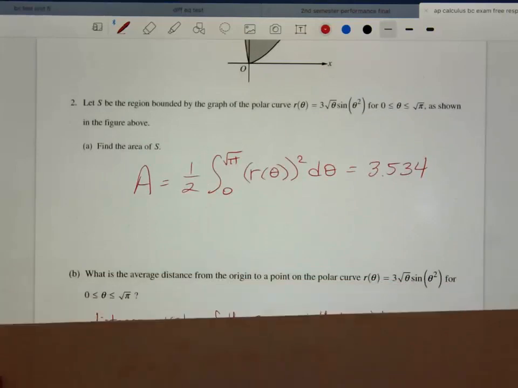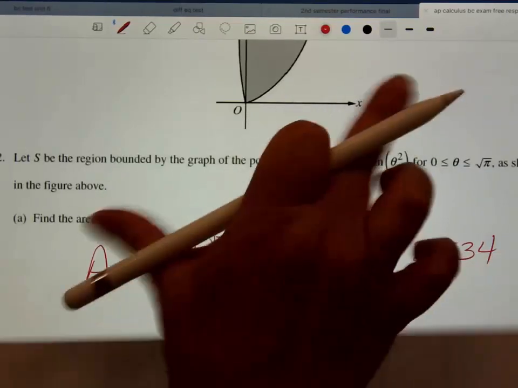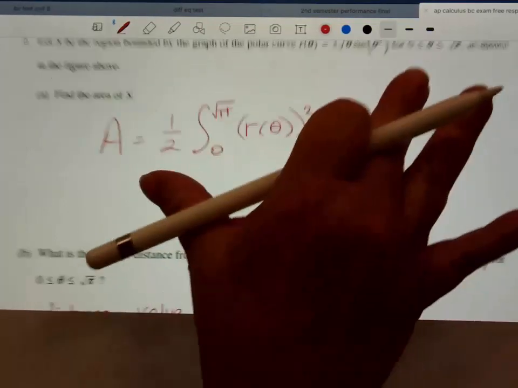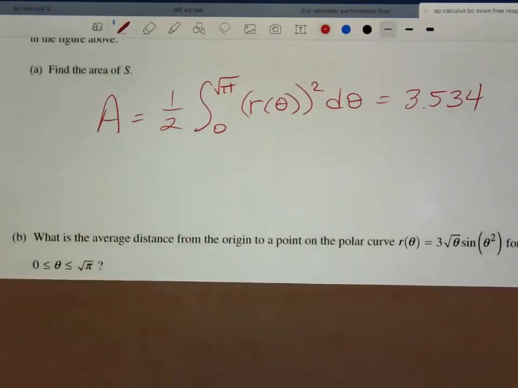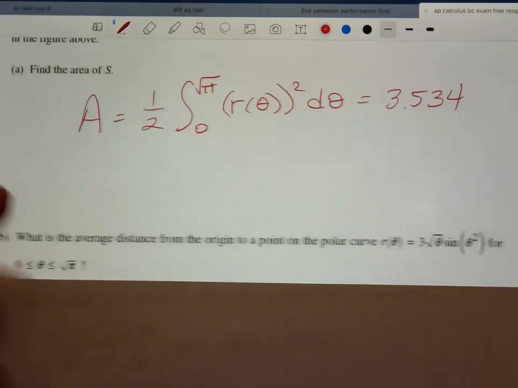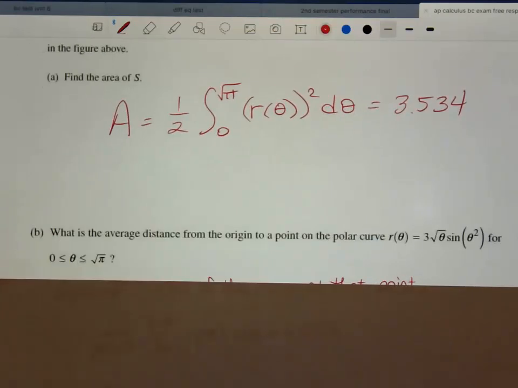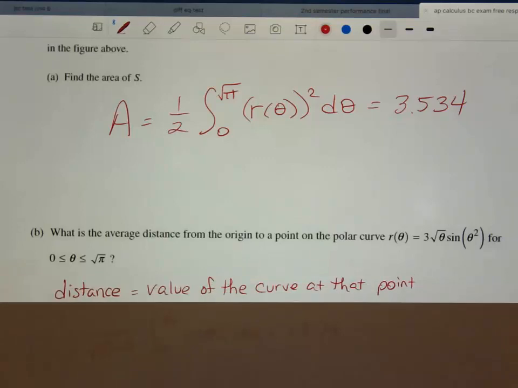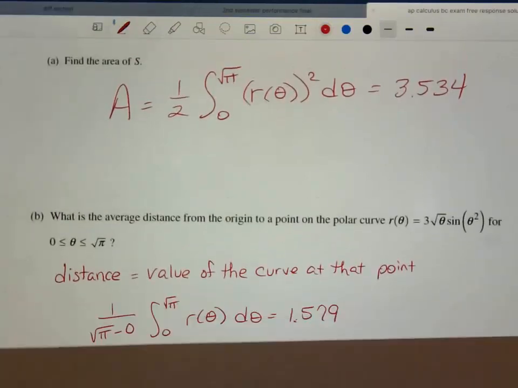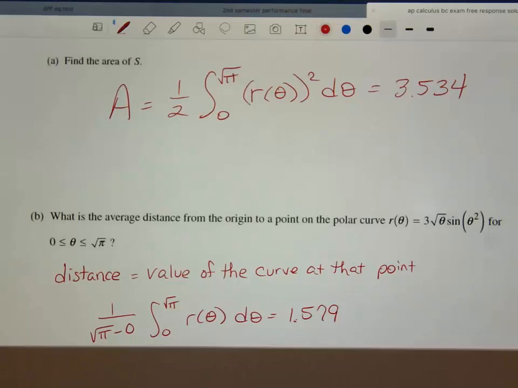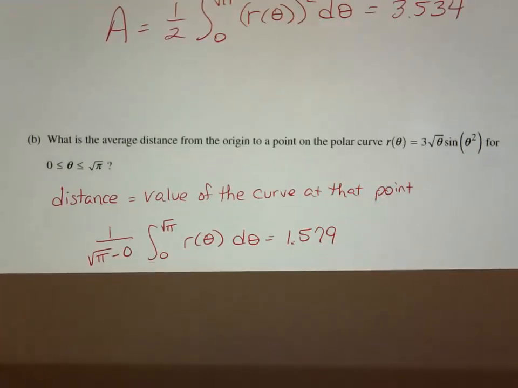What is the average distance from the origin to a point on the polar curve for 0 to the square root of pi? That distance from the origin is how it graphs the curve. It's the distance out, so that's basically the radius. So you're finding the value of the curve at that point. So it is an average value scenario, which is 1 over b minus a, integral from a to b of r of theta d theta, which comes out to be 1.579.